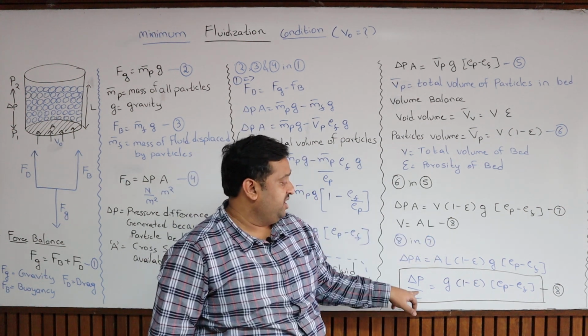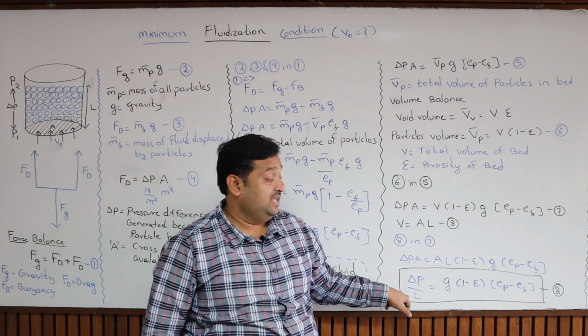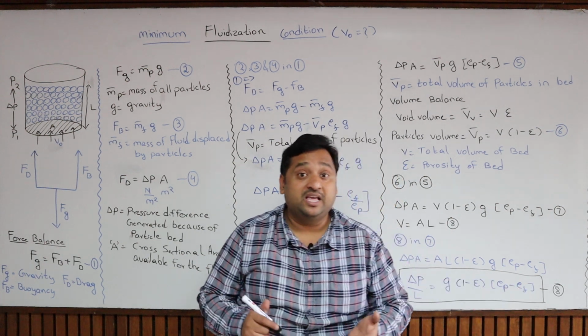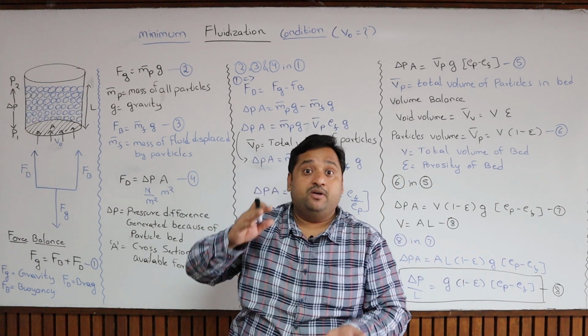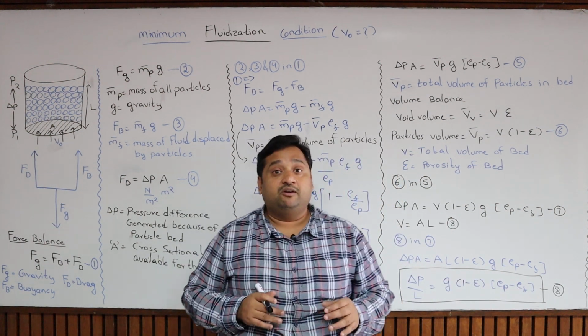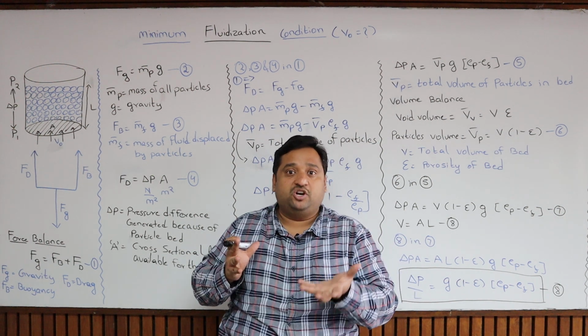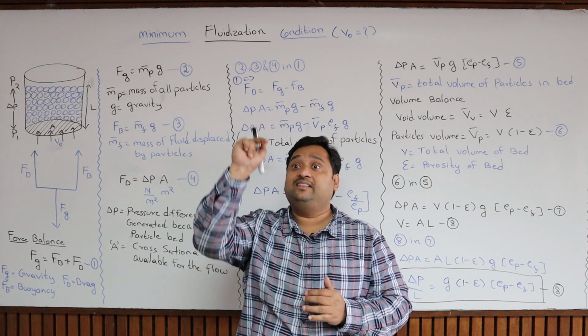You substitute here, and you get this equation: delta P by L is equal to g into (1 minus epsilon) into (rho P minus rho F). This is the pressure drop per unit length at minimum fluidization conditions. This is the pressure drop, P1 minus P2, within this length L.